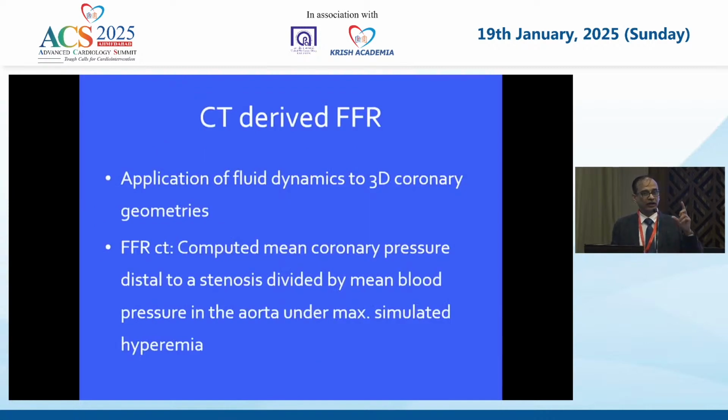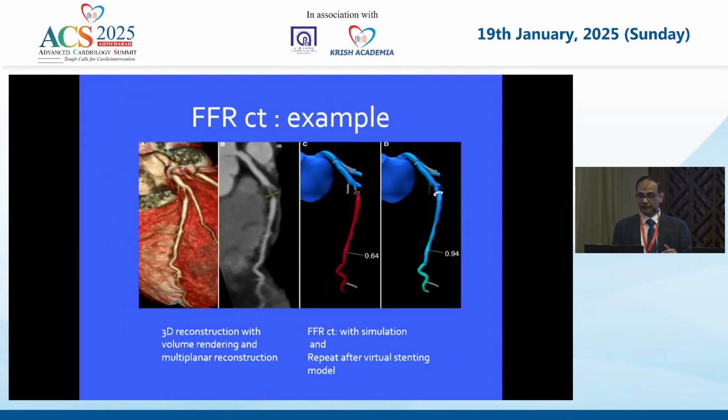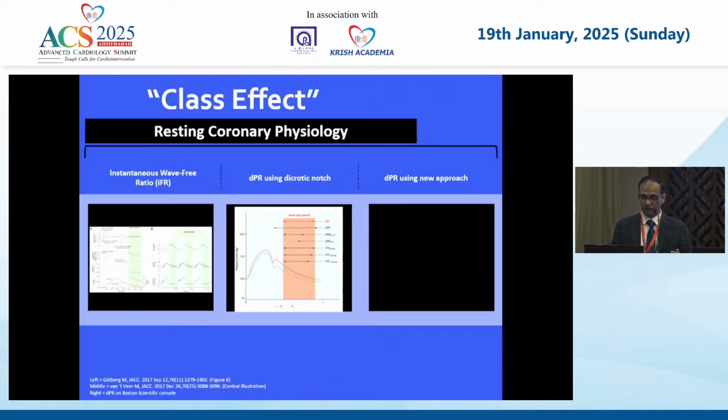They actually look at the volume of myocardium subtended by a particular vessel, estimate what should be the flow there, then use 0.24 as an equation to generate hyperemia, and then see what should be the flow and actually measure what is the intensity of contrast. And you can use this to create a map of the coronary like this. You get a narrow stenosis, you can do a virtual stenting and actually see whether it gets better or not.